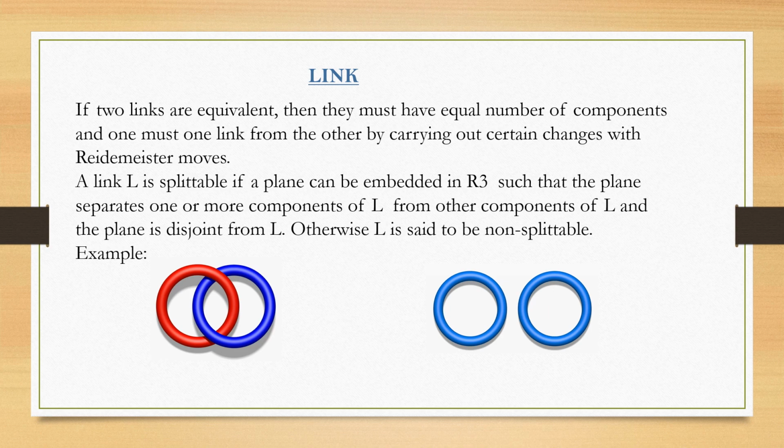splittable link. That is, a link is called splittable if you can embed a plane such that it separates one or more components of L from the other components of the link L, and the plane is disjoint from L. Otherwise, L is said to be non-splittable. The Hopf link is non-splittable, whereas the two-component trivial link is splittable.